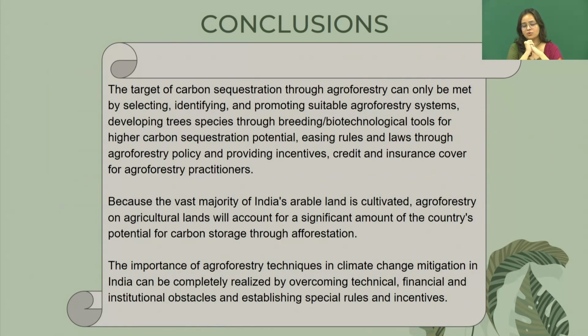So hence I can conclude that agroforestry seems to be an efficient, effective and promising way to mitigate the climate crisis by carbon capture sequestration. If we work more on selecting, promoting and identifying particular agroforestry systems, if we develop various plant species which have high CSP with the help of breeding and biotechnological tools, and also with the help of government policies and laws, we can promote agroforestry and mitigate the climate crisis successfully in the upcoming years.